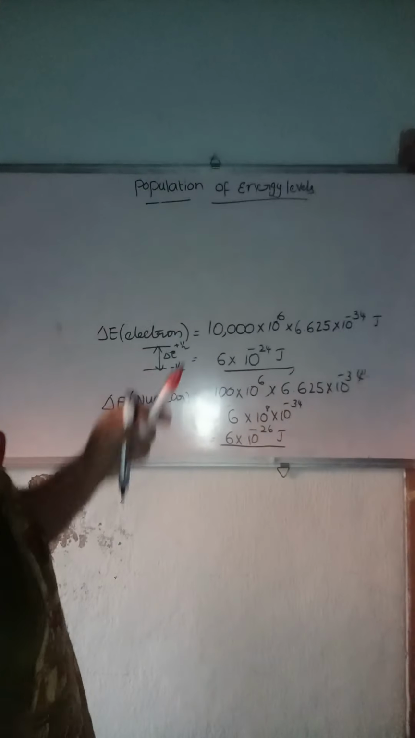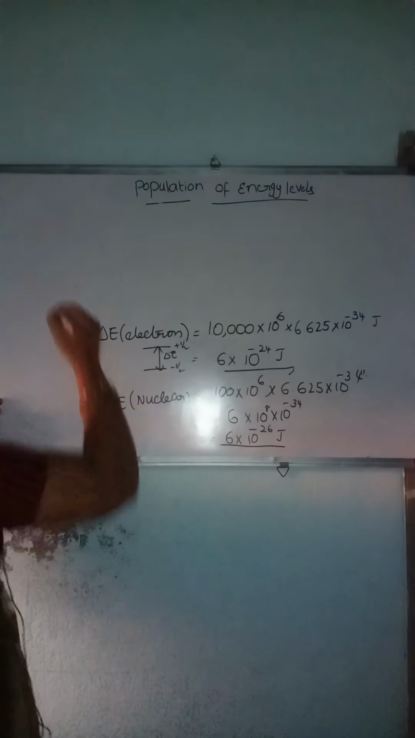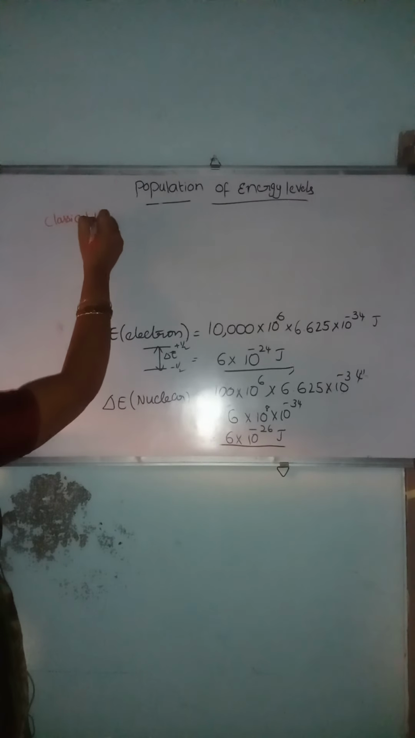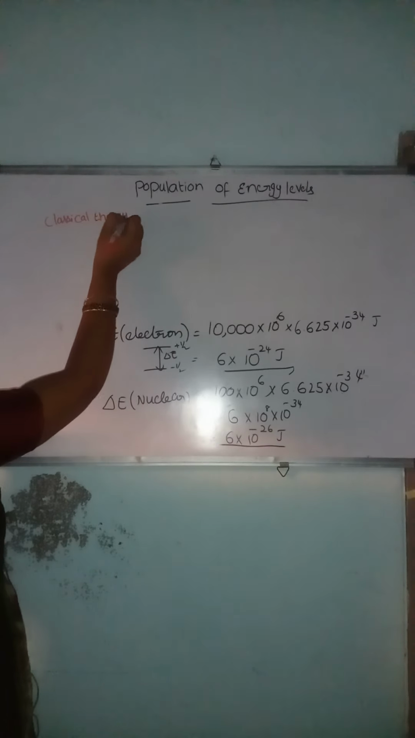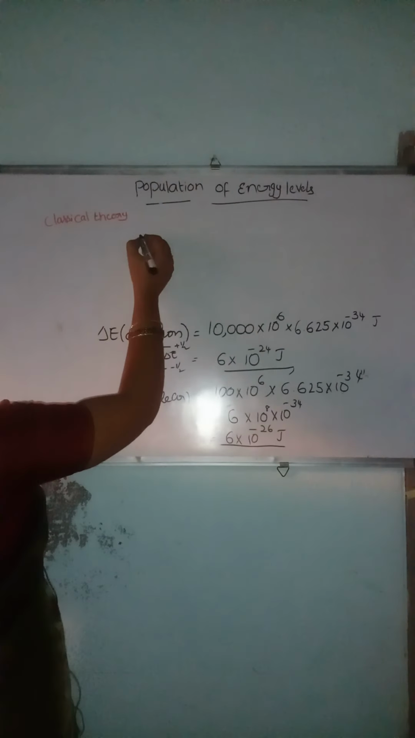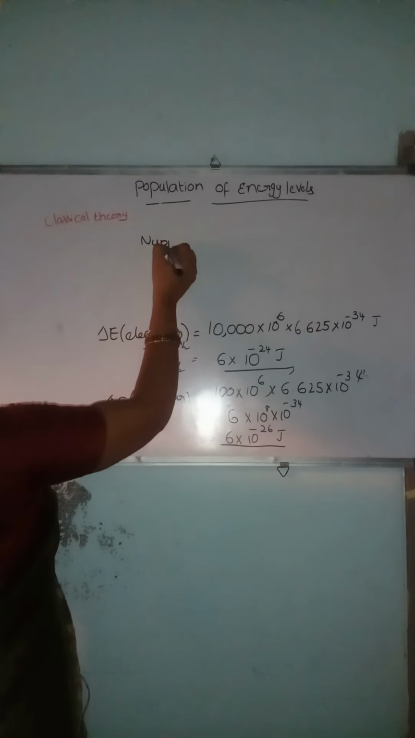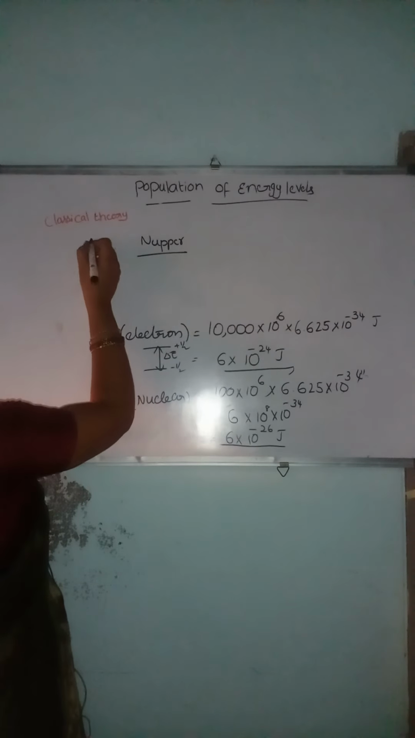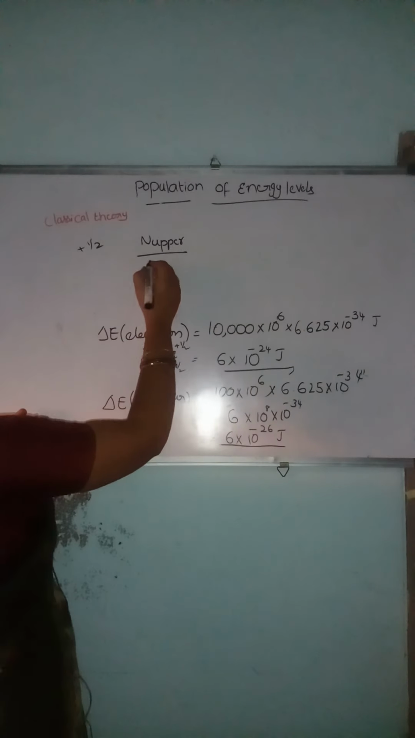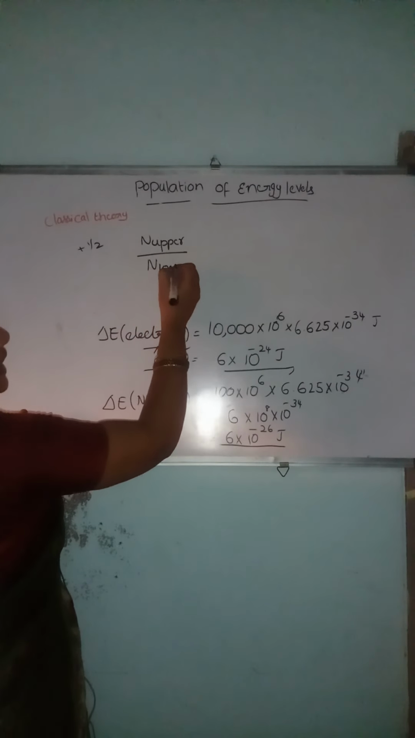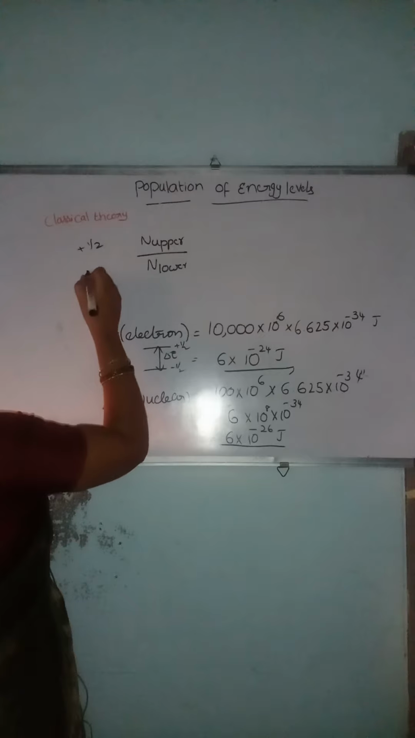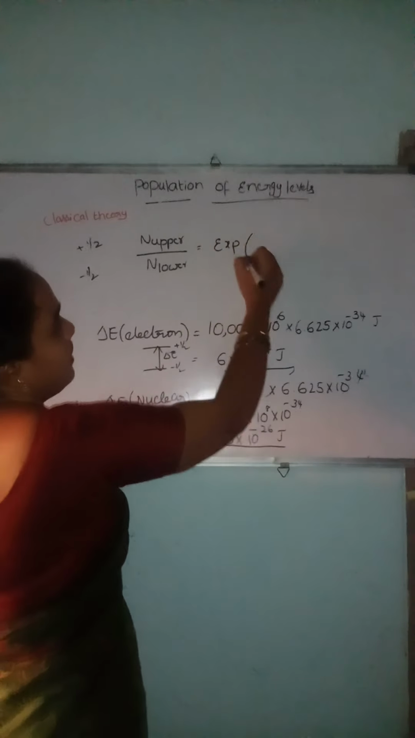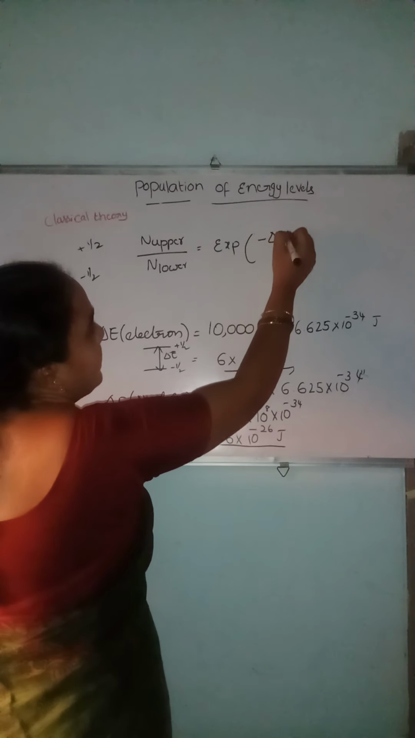Our aim is to calculate the population. According to classical theory, the population of energy levels is given as N upper, the population of the upper energy state, that means the number of electrons in the plus 1 by 2 state, divided by N lower, the number of electrons in the lower state, which is the exponential of minus delta E by kT.